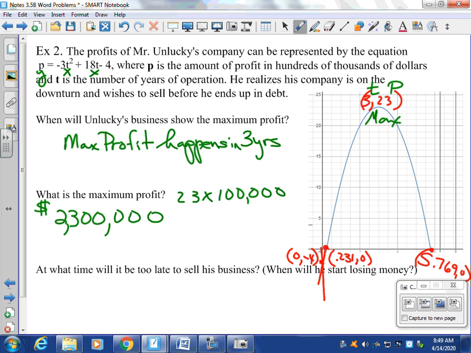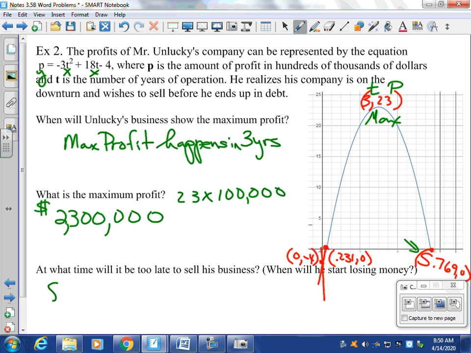And then, when will it be too late to sell his business? When will he start losing money? Well, he started gaining money. Remember, we talked about this in the y-intercept is when he started the business and he started making a profit at 0.231, and he makes a profit as long as he's above the y-axis, because that's when he's making zero profit. So over here on the other side, this 5.769, 0 is when he stops making a profit. So he needs to sell his business before it gets to that time period, because after that he's losing money.